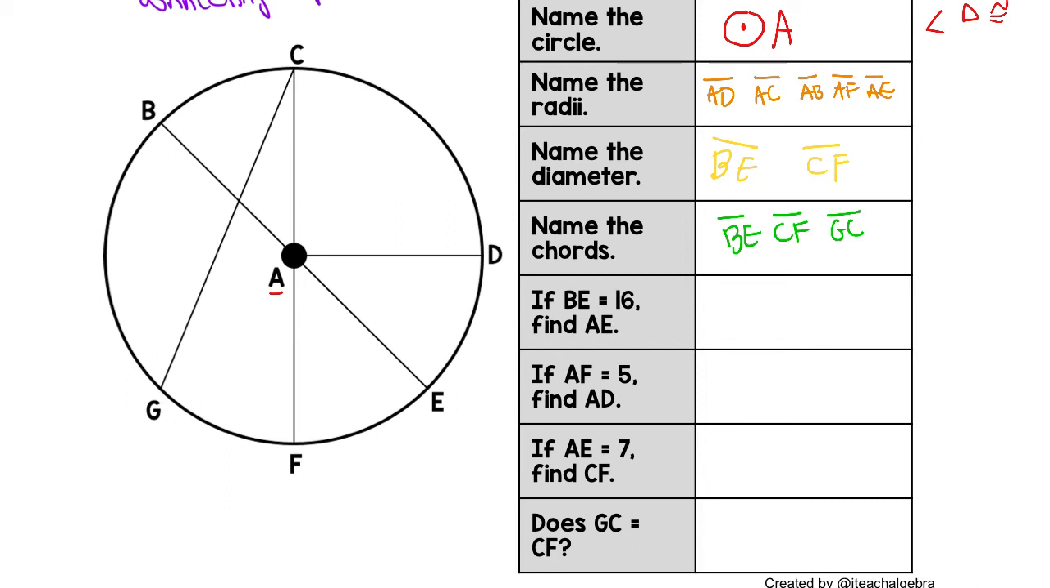All right, if BE is 16, find AE. So if BE is 16, that means the diameter is 16. That means to find the AE, which is the radius, we do 16 over 2. That's 8.